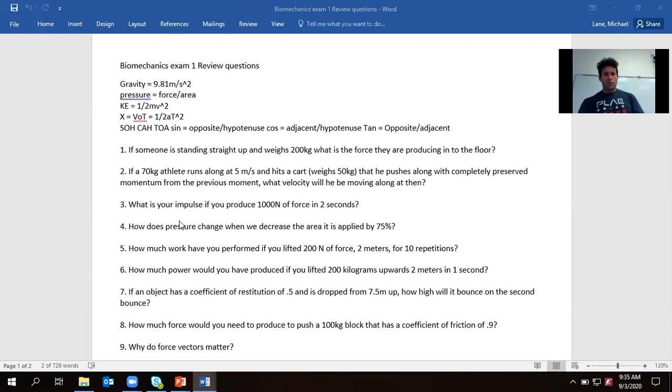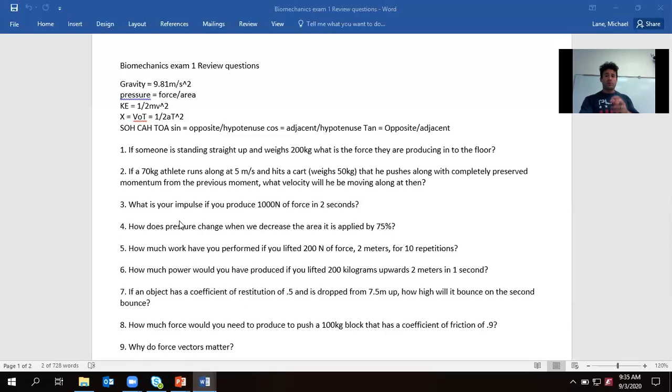Okay, so then let's go ahead and take a look at number 8. And number 8 is how much force we need to produce to push a 100 kilogram block that has coefficient of friction of 0.9. So remember, our total force that we're going to need equals our coefficient of friction multiplied by our actual normal force. So in this example, we're talking about a block that's just pushing straight down. So we're going to take that 100 kilograms, multiply that by 9.81 meters per second squared.